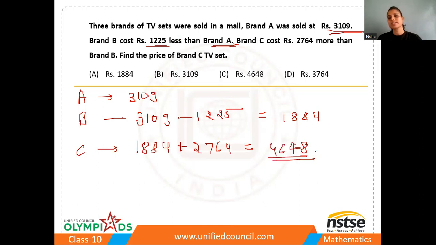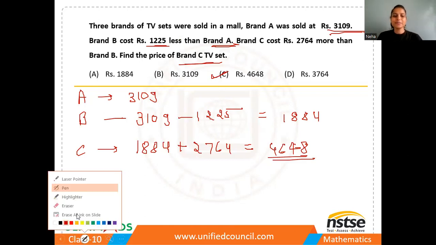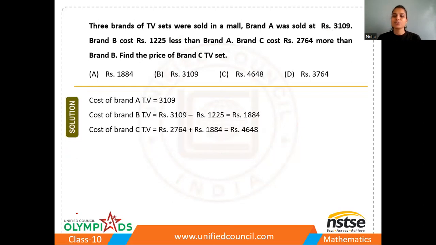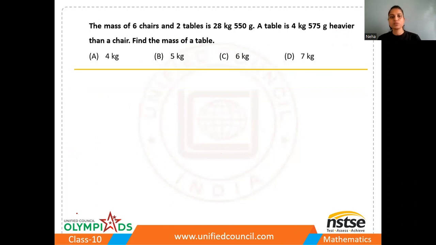So 4,648. Right? So the question is asking for brand C. So brand C is 4,648. So option C is the right answer. Alright. This is the detailed solution to the given question. Perfect. Let's move to the next one.